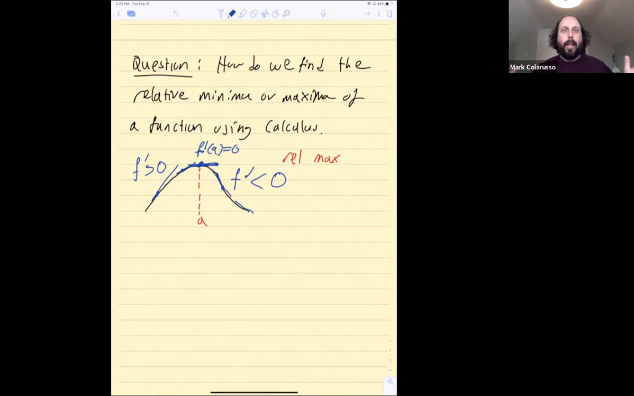But you don't have to keep climbing up. At the top of the mountain, the tangent's flat. So this is the first derivative test for a relative maxima.